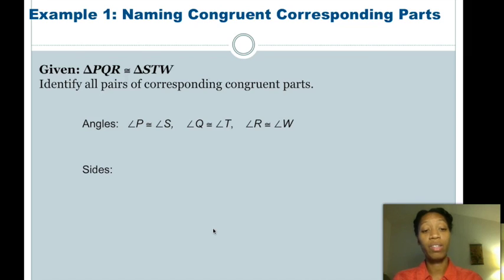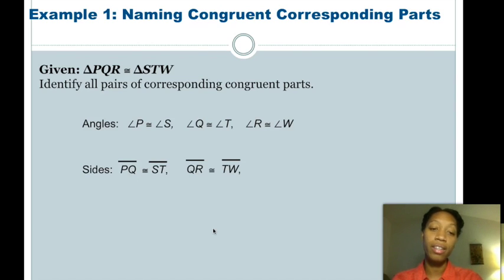And the same thing goes with the sides. You can say PQ, the first two letters of one, is equal to ST, the first two letters of the other. Oh, so now I have the middle and the last. So QR is equal to TW, or PR is equal to SW. So use the congruent statement there to figure out which parts actually go together. And on tests and stuff, they can try to trick you with this. Make sure that you are naming these in the correct order.